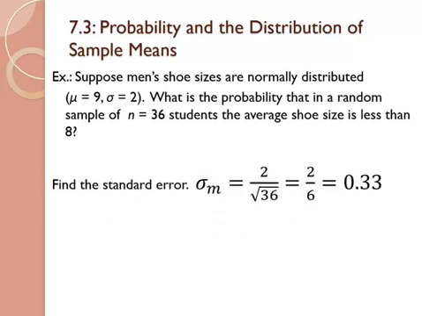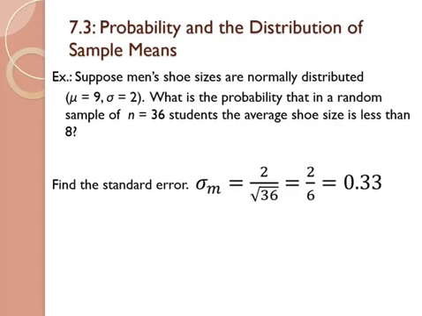Okay. So again, first you need to find the standard error of the mean, right? Well, that's nothing more than the standard deviation divided by the square root of the sample size. So if we take 2 divided by the square root of 36, we get 2 over 6, and we get 0.33333 and so on, right? So we'll just round that to 0.33.